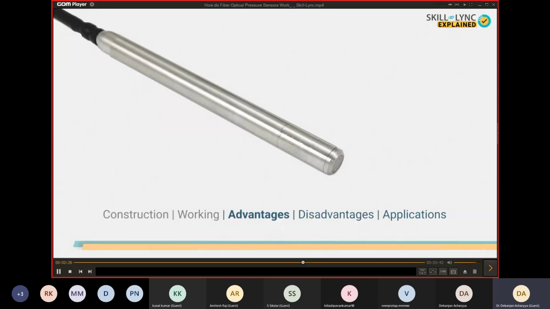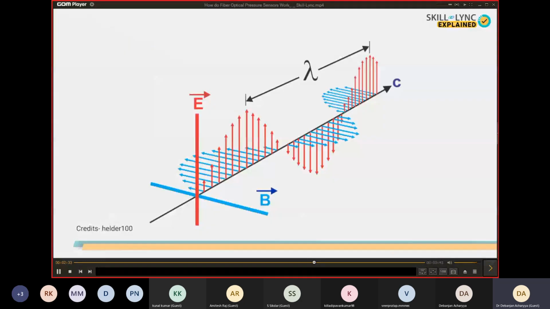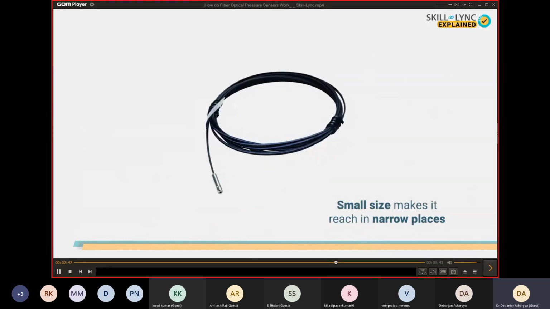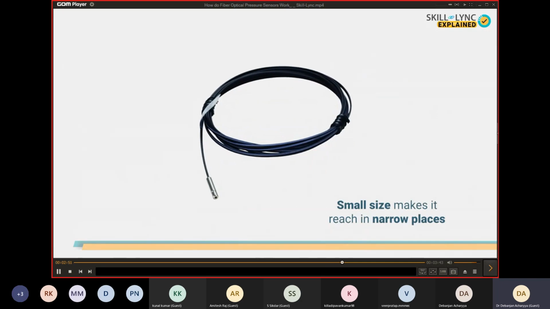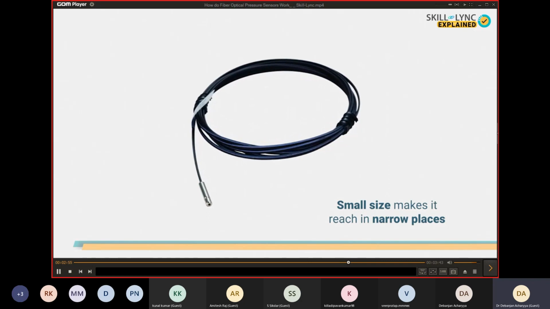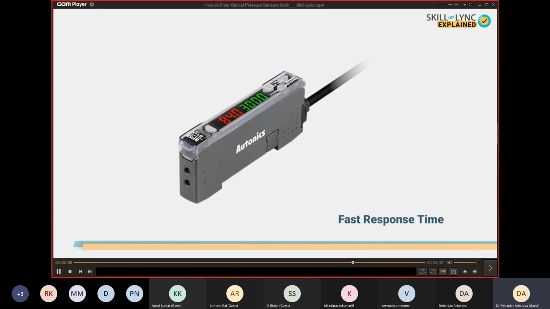Now that we've seen the construction and working, let's discuss the advantages of the fiber optic pressure sensor. One of the main advantages of using the fiber optic pressure sensor is that they are immune to electromagnetic waves, and because of this, the reflected signal gives accurate measurements. The size of the optic fiber is also very small, and this makes it possible for them to be in narrow areas where other sensors find difficulty in being placed. Finally, the fiber optic sensor has a fast response time.